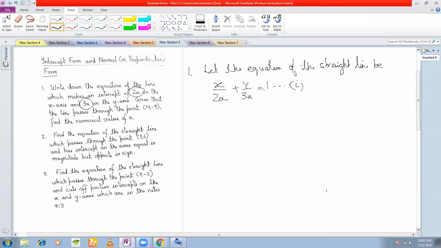Now, once I have assumed this, what is the next condition given? The next condition is that the straight line passes through (-14, 9). So 1 passes through (-14, 9). Therefore, it must satisfy 1. So put x = -14 and put y = 9.